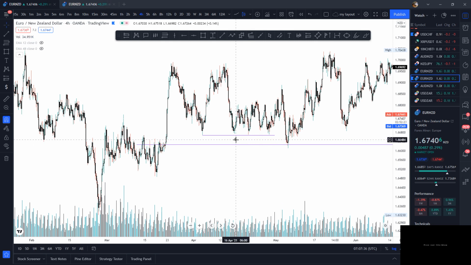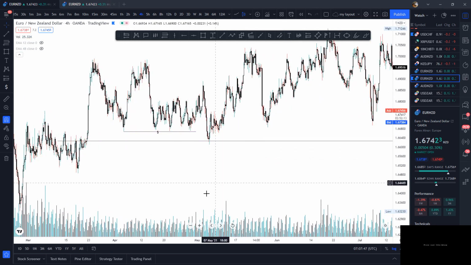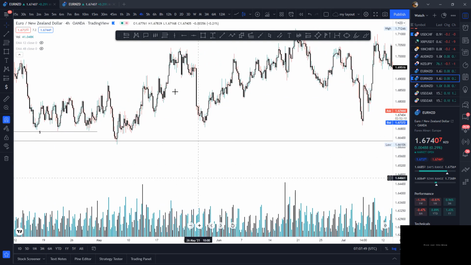So we had a liquidity pool around this area. What price did was to trade inside this liquidity pool, and then boom, we went up. So now you can see that here too. I don't know if you touched it.